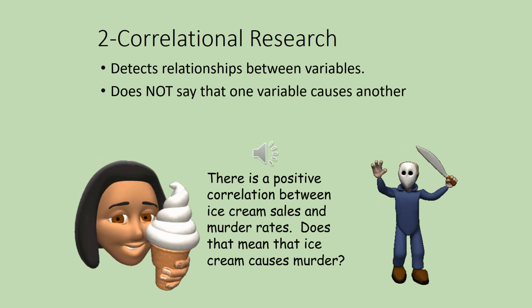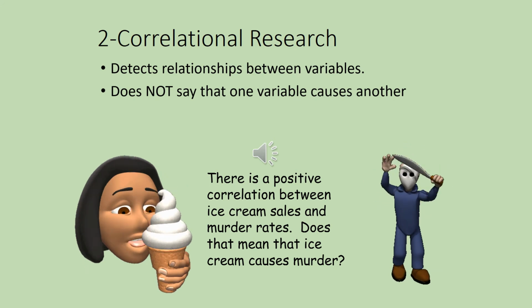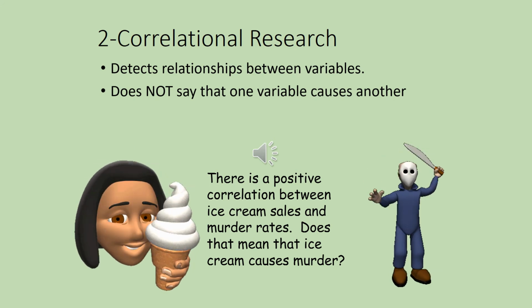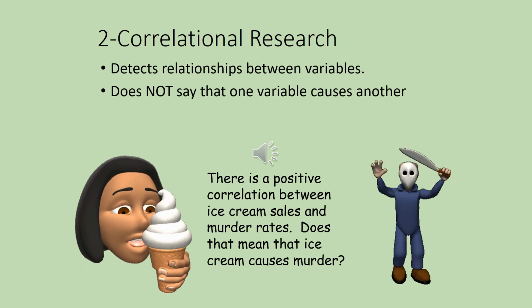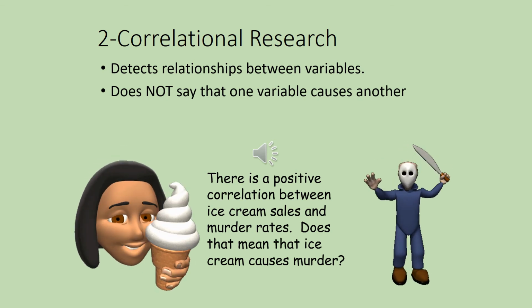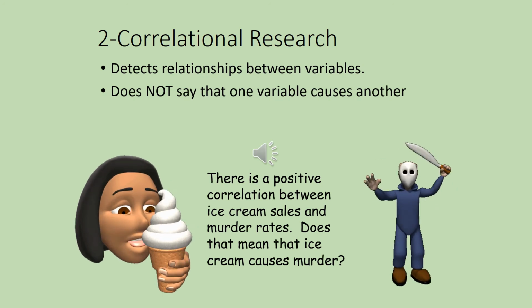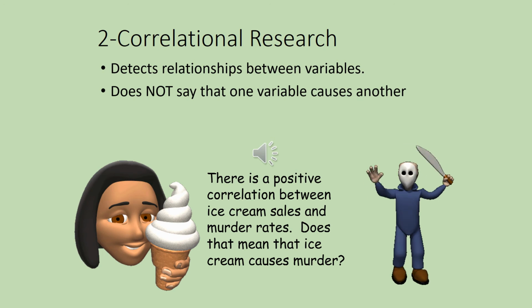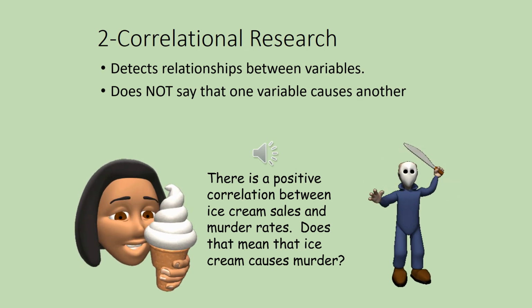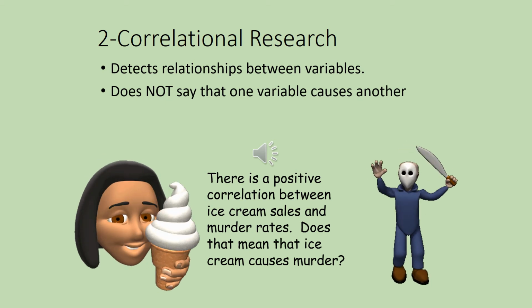First of all, we find, based on surveys and statistics, in areas where ice cream sales are high, murder rates are also high. So there's a positive correlation between the two. Does that mean people who like ice cream commit murders? Who knows? Correlation just shows relationship. It doesn't say that one causes the other or explain why.